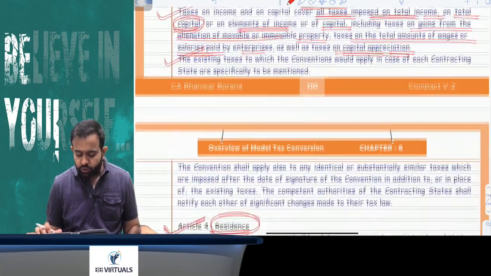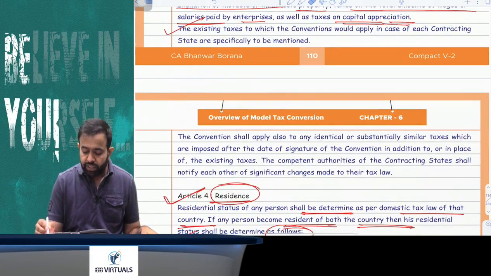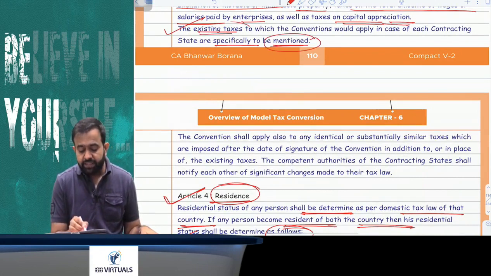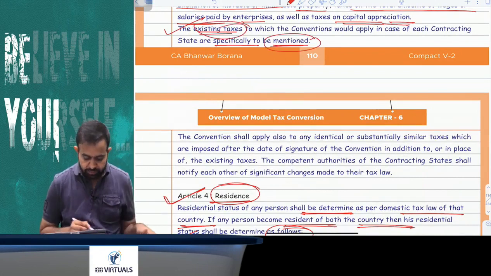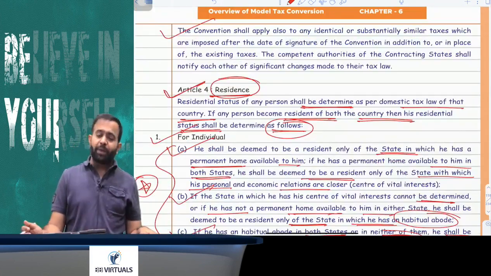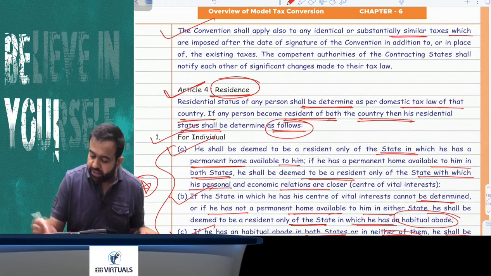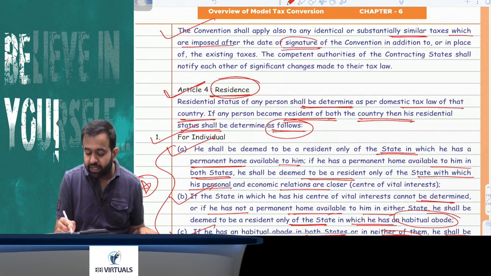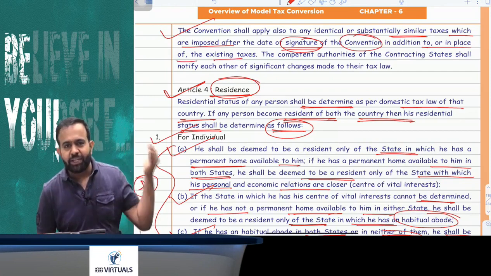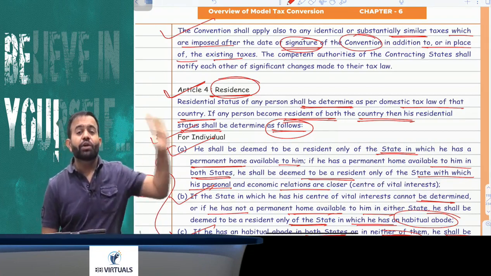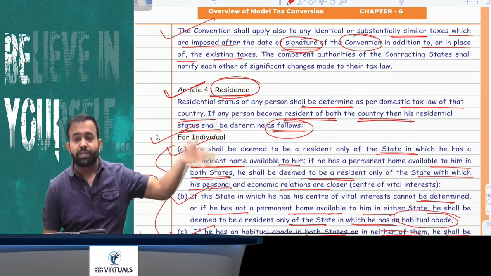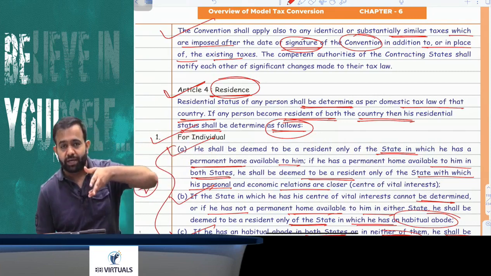The existing taxes to which the convention would apply in case of each contracting state are specifically to be mentioned. Means existing taxes should be mentioned in that convention. The convention shall also apply to any identical or substantially similar taxes which are imposed after the date of signature of the convention, in addition to or in place of existing taxes. Suppose any new tax is introduced in addition to, or in place of, an old tax.